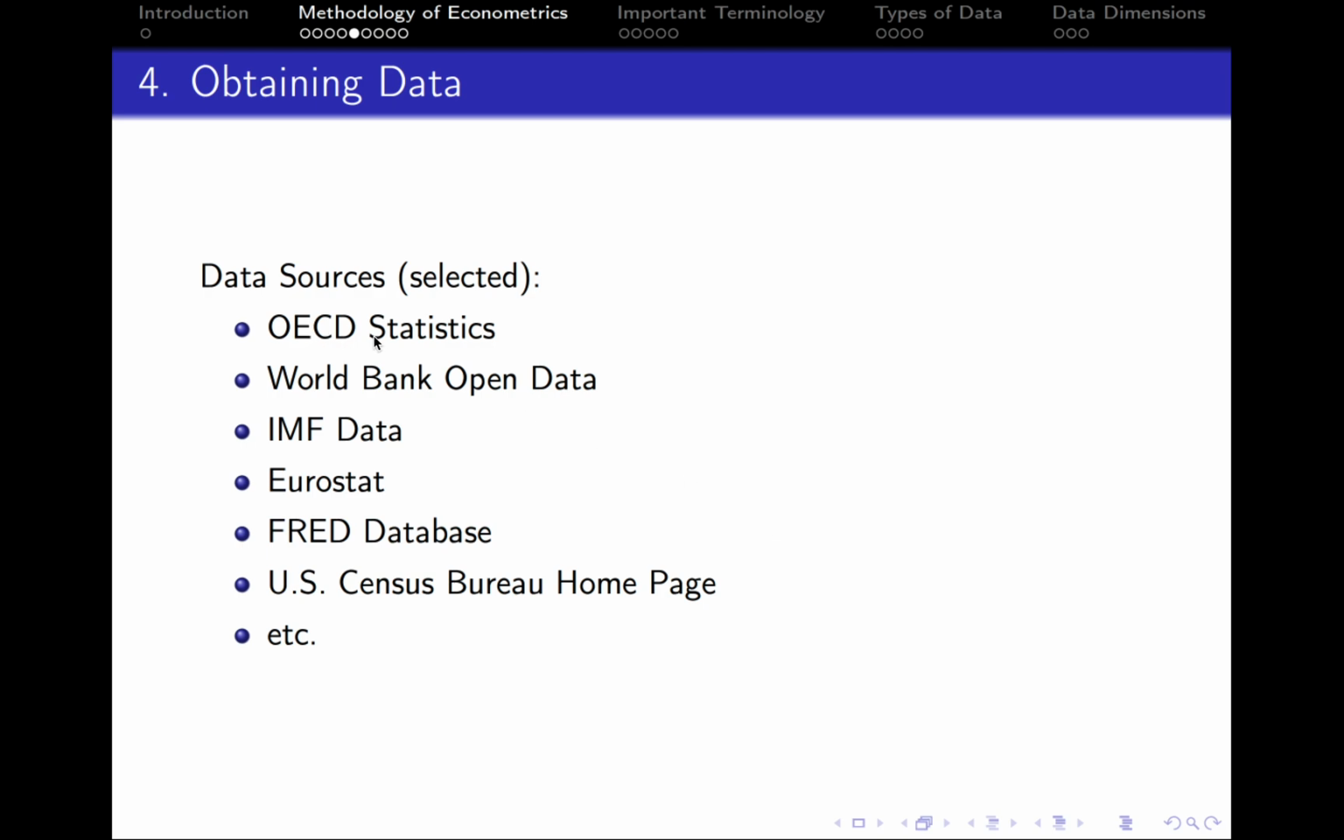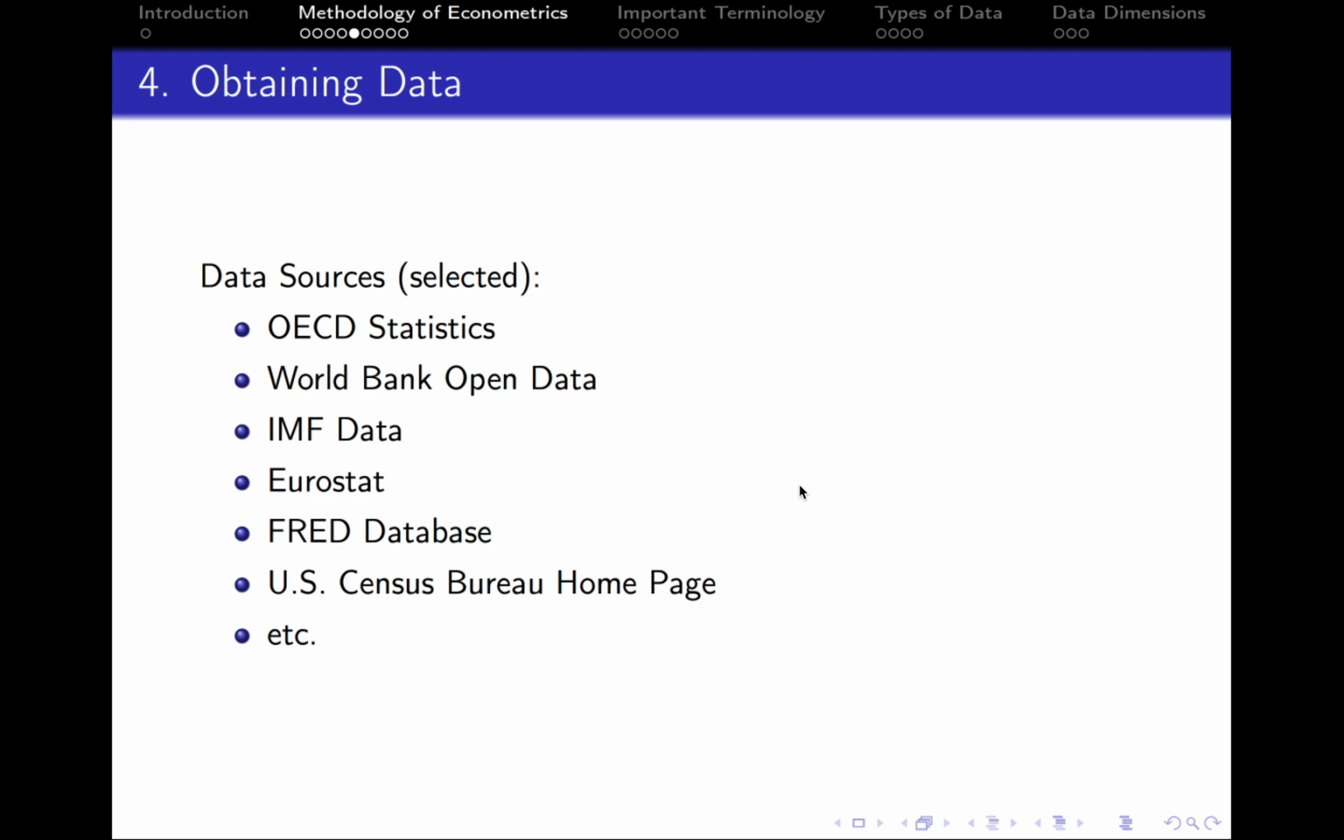OECD Statistics has the data for OECD countries. The World Bank has the data for all the countries in the world. International Monetary Fund data also has data for all the countries. Eurostat, this is the database of the European Union. FRED database, this is the American database, so I think it will have data only on the American economy, and the same with the other data source.